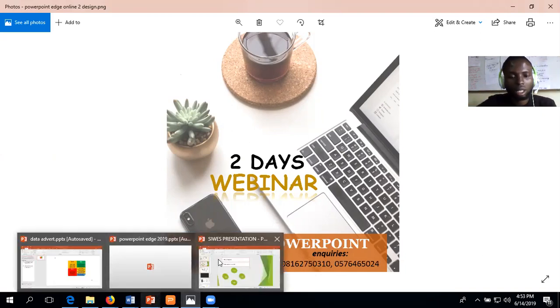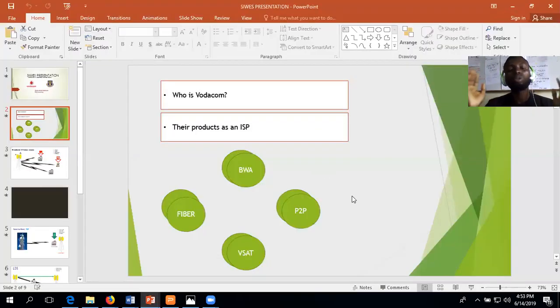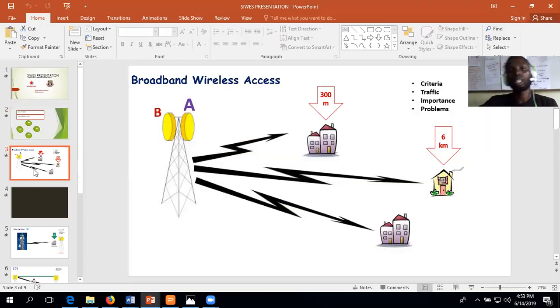If you look at these slides, I like referring to this. Looking at this slide now, you see that I'm talking about Vodacom generally. If you look at these slides too, it's actually talking about a product.